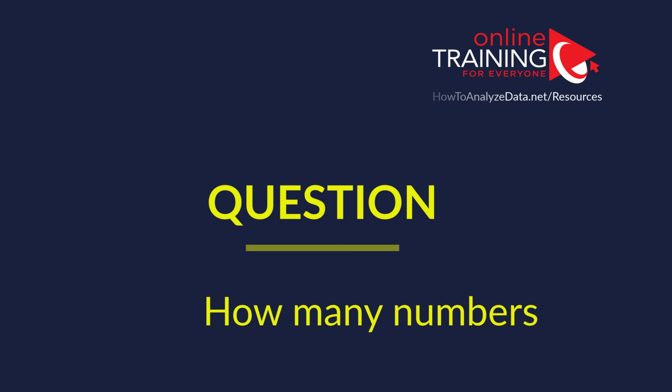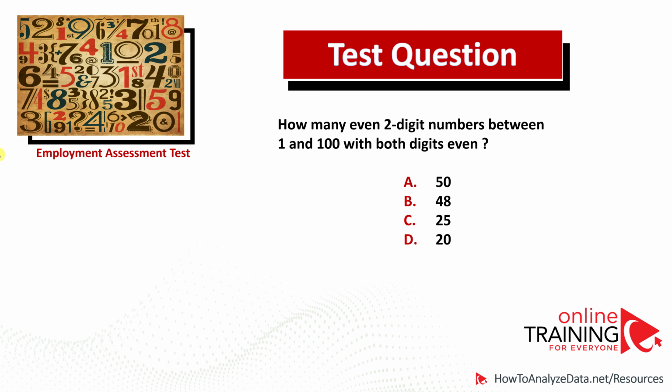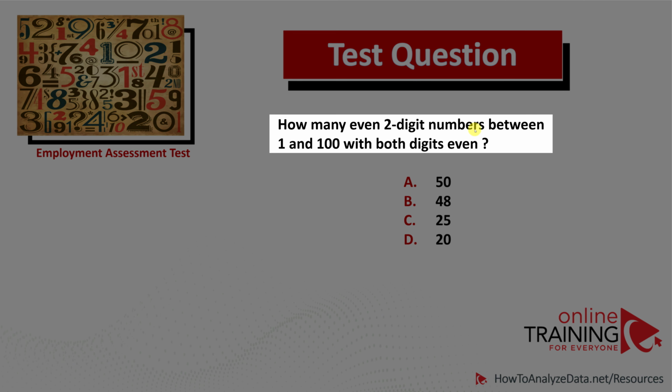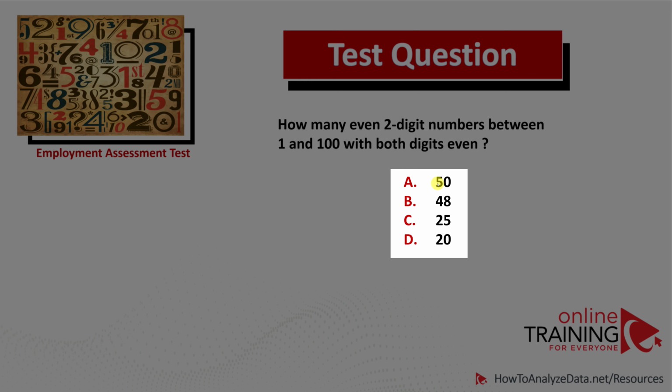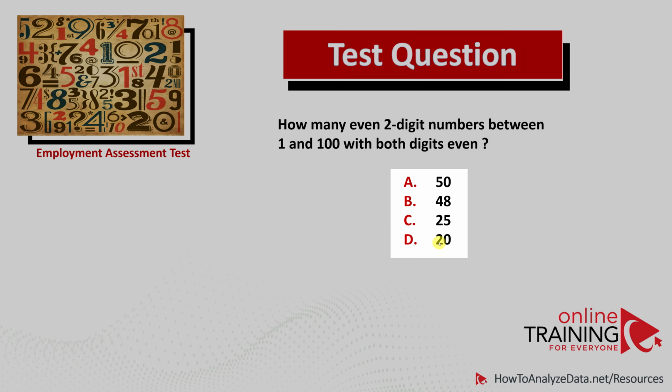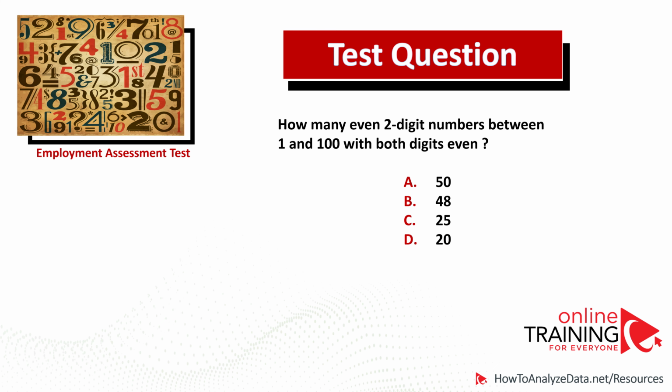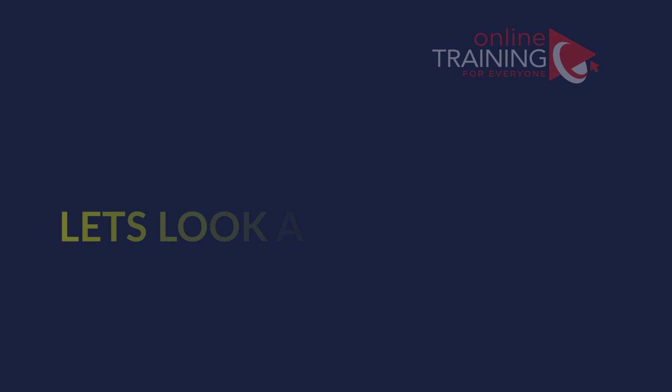Let's look at the very interesting, but at the same time tricky and captivating question that you might frequently see as part of an employment assessment test. How many 2-digit numbers between 1 and 100 have both digits even? And you have 4 choices: 50, 48, 25, and 20. Do you think you know the answer? Let's see if we can get to the correct answer together.